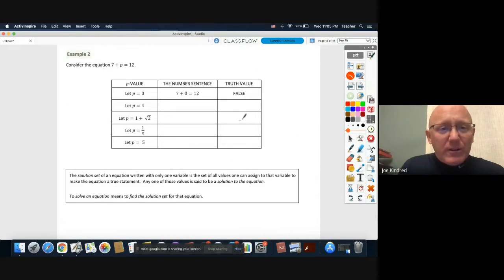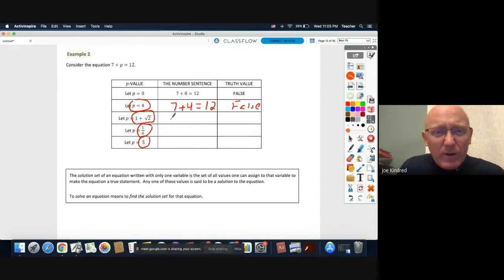Also in this particular lesson, you're going to be possibly plugging in values like we did in the previous example. So here in example number 2 in your book, they're asking you to plug in 4 and this number that looks strange: 1 plus the square root of 2, then 1 over pi, and then 5. How you would do that is simply take 7 and then plus 4. And does that equal 12? Well, the obvious answer is no, that's false.